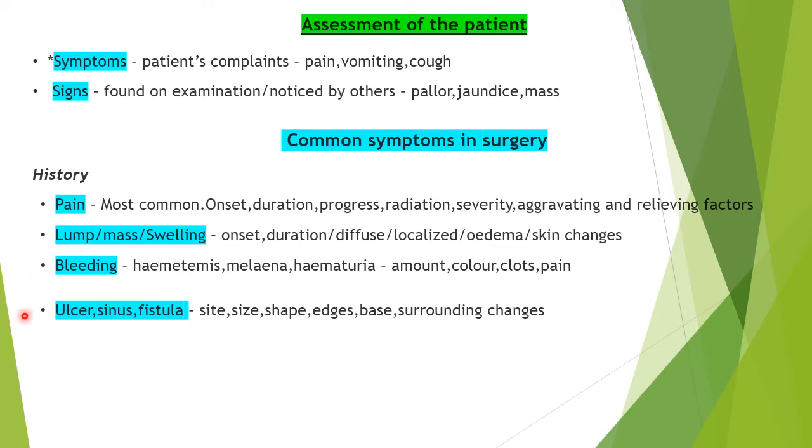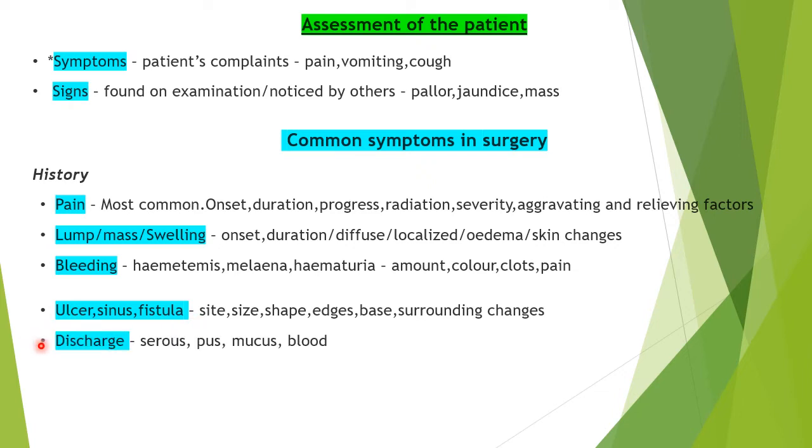Other less important ones are symptoms of an ulcer, a sinus or a fistula, and for these you must be able to get from the patient the size, shape, age of the ulcer, the base of the ulcer, and also the surrounding changes. Although this will be more clearly seen when you examine the patient, you may be able to get some information from the patient.